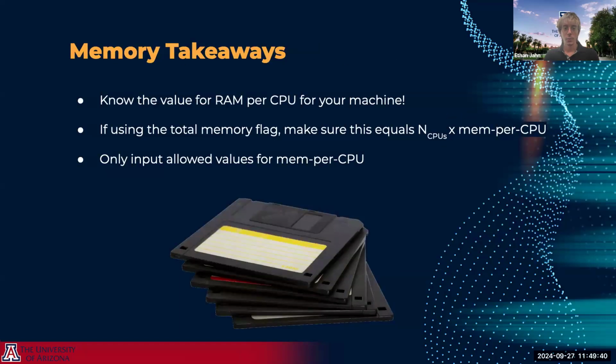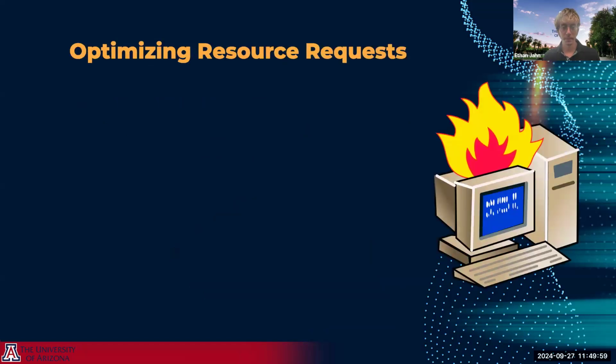So again, know the value of RAM per CPU. If you're going to use the total memory flag, make sure to do the quick back of the napkin calculation. Make sure that it equals the number of CPUs times the memory per CPU, and only use the correct values for that cluster for memory per CPU.